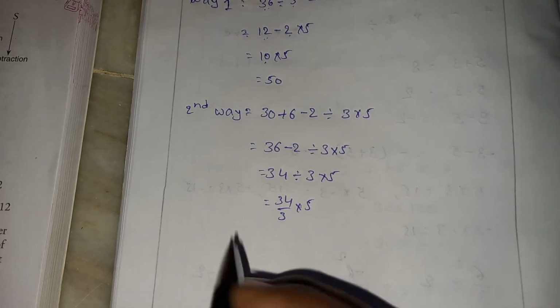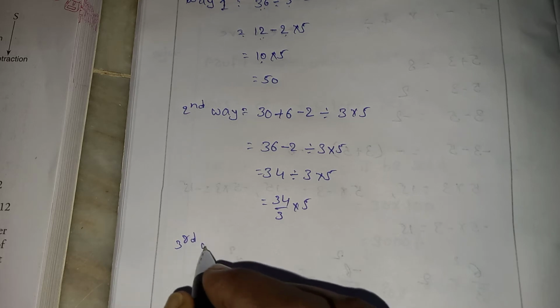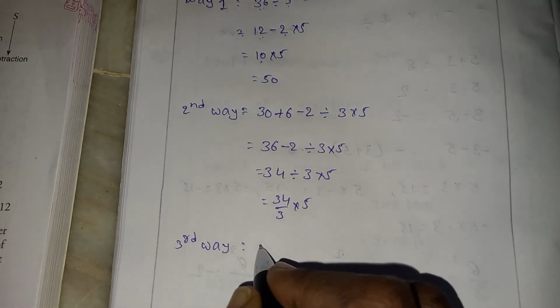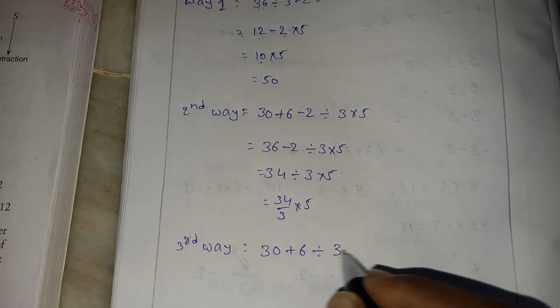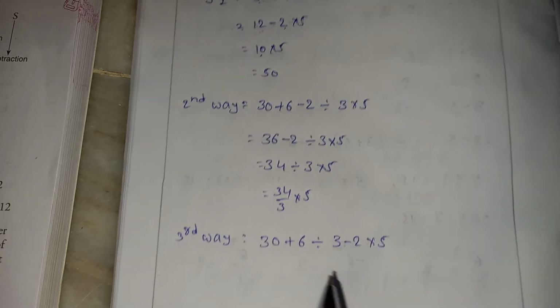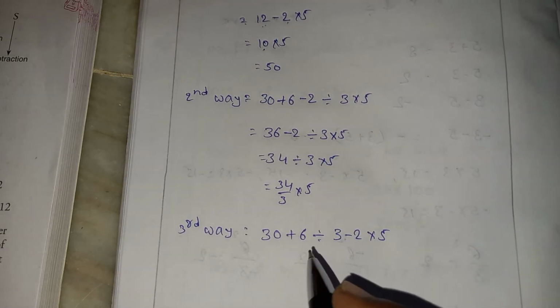Now I will explain another way, the third way. 30 plus 6 divided by 3 minus 2 into 5, right?